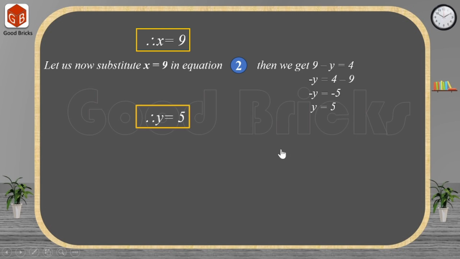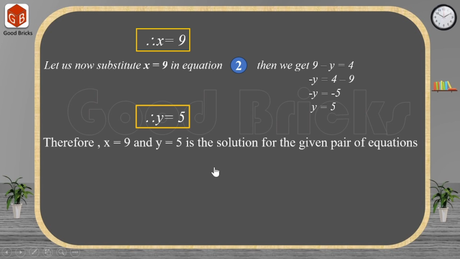So finally we also got the y value. Hence x is equal to 9 and y is equal to 5 is the solution for the given pair of equations. Hope you got good clarity on the solution which we have discussed.